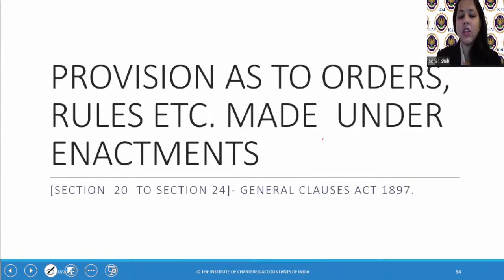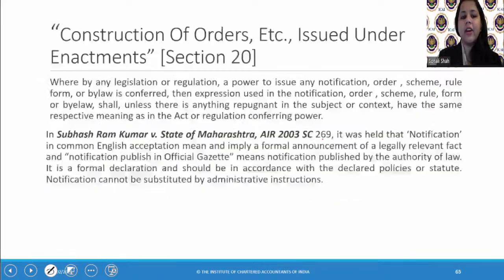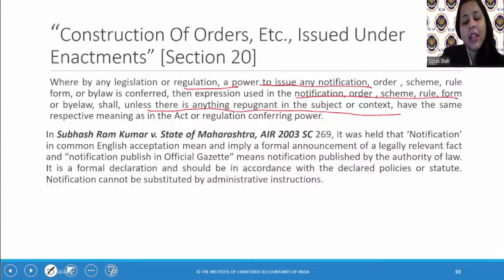Next is sections 20 to 24, which talk about provisions as to orders and rules made under enactments. Now, section 20 says, where by any legislation or regulation a power to issue any notification, order, scheme, rule, form, or bylaw is conferred, then expressions used in the notification, order, scheme, rule, form, or bylaw shall, unless there is anything repugnant in the subject or context, have the same respective meaning as in the act or regulation.